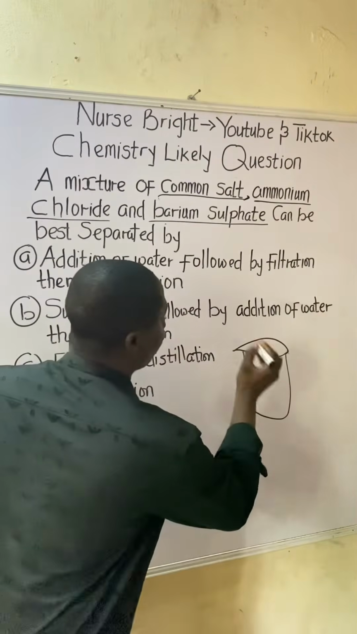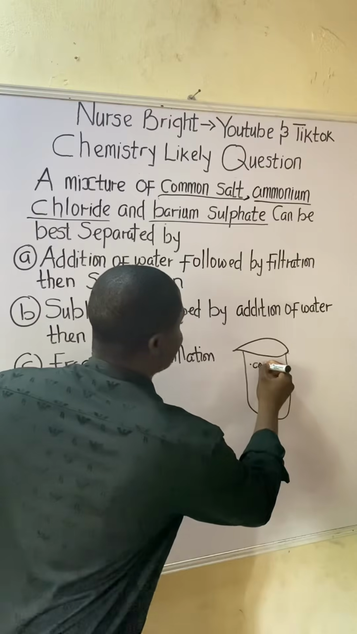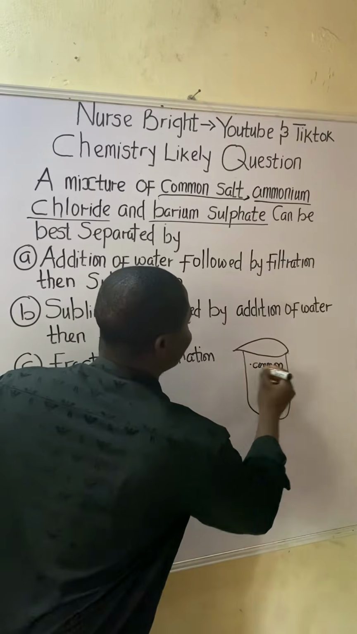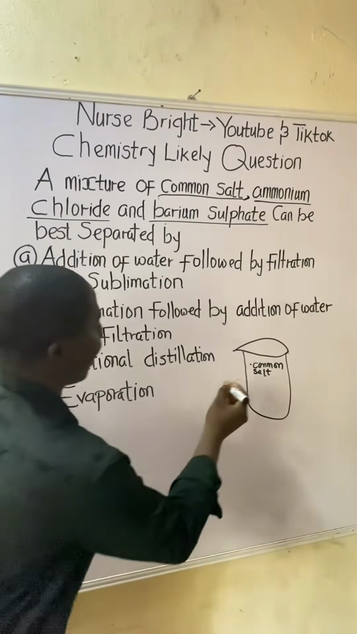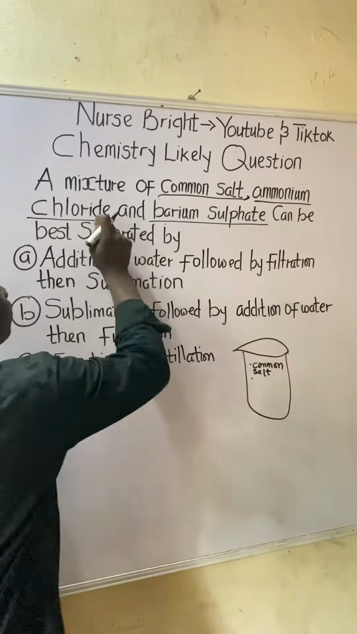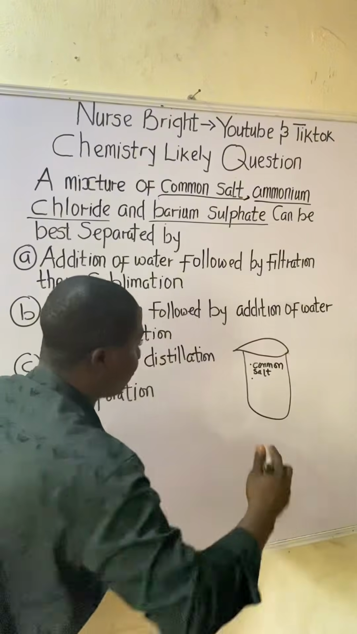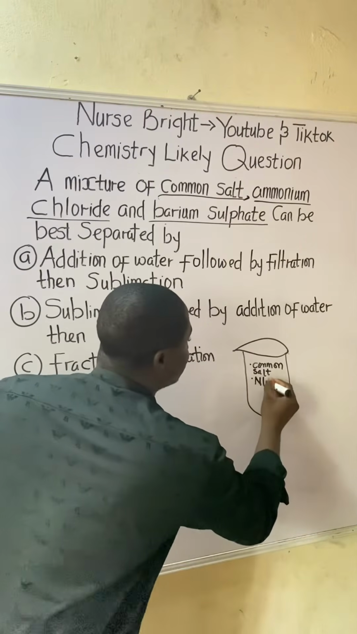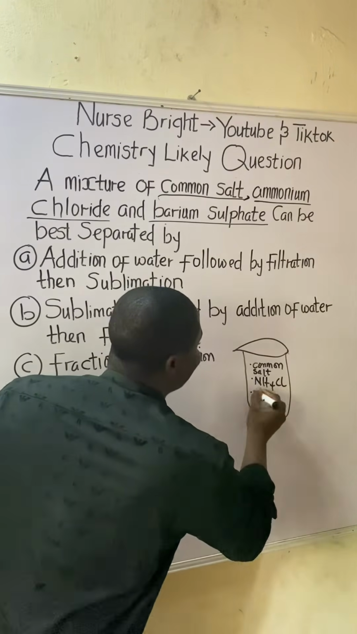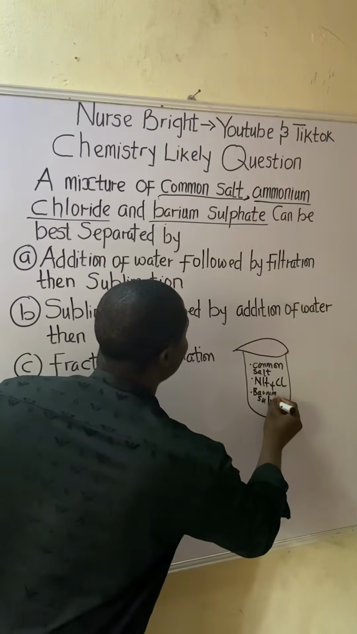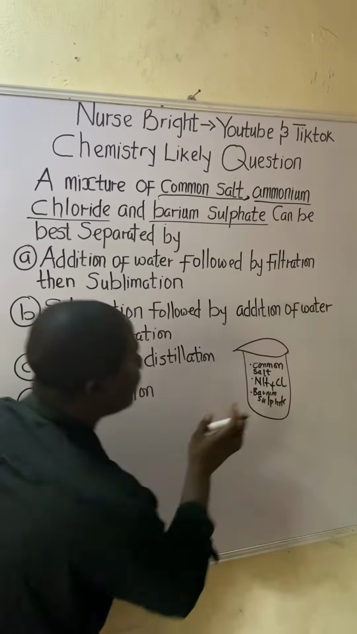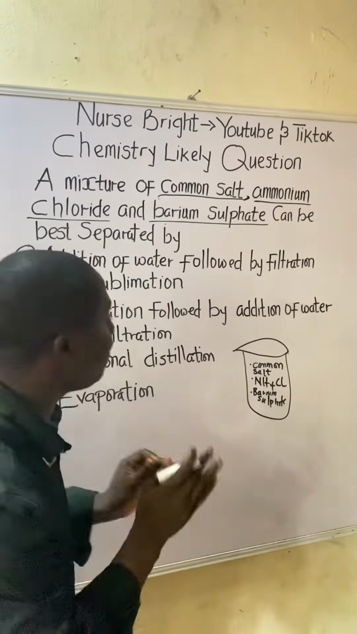First we have common salt. I'll write it. Common salt is one component of the mixture inside the beaker. Another is ammonium chloride. I'll be writing the chemical formula, and it is NH4Cl. And lastly, barium sulfate. So what do we do to separate these three substances effectively?